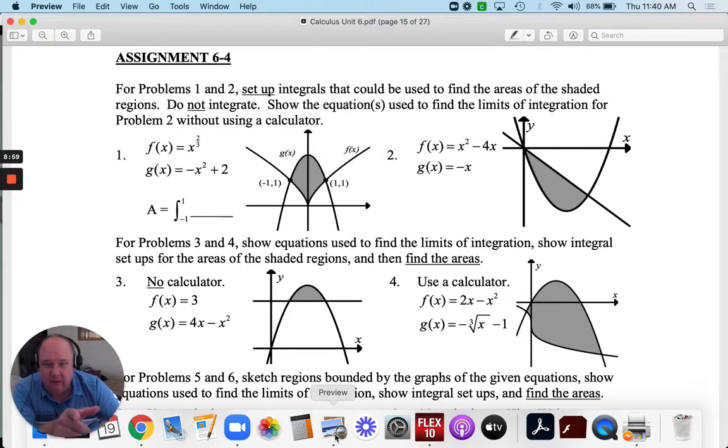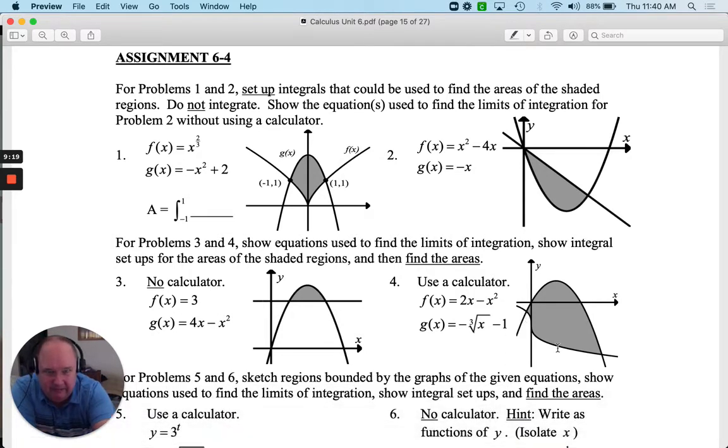In number 4, it says use a calculator. So I'm going to set it up and use a calculator. So the calculator doesn't help me until I actually set up the integration. But once I set up the integration, I'm still using my calculator. If I have battery power, which I hope I do. Here we go. So step number 1 to use a calculator is I have to find my upper limit and my lower limit.